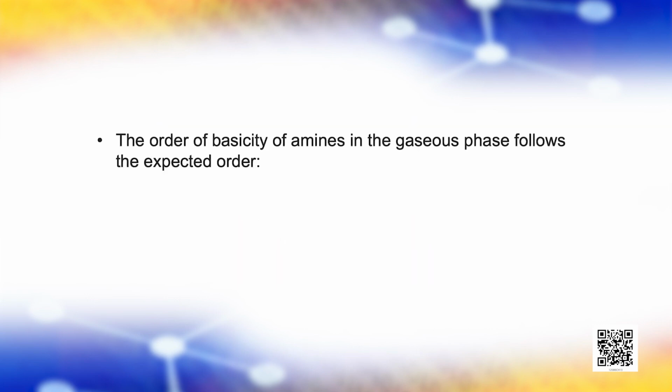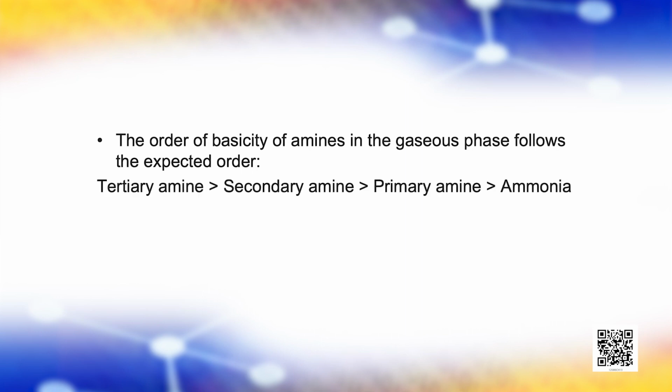The order of basicity of amines in the gaseous phase follows the expected order, that is, tertiary amine greater than secondary amine greater than primary amine greater than ammonia. The trend is not regular in the aqueous state, as evident by their pKb values. In the aqueous phase, the substituted ammonium cations get stabilized not only by the electron releasing effect of the alkyl group but also by solvation with water molecules.